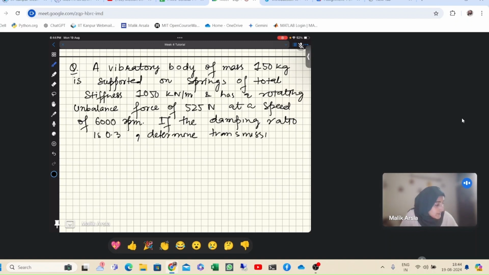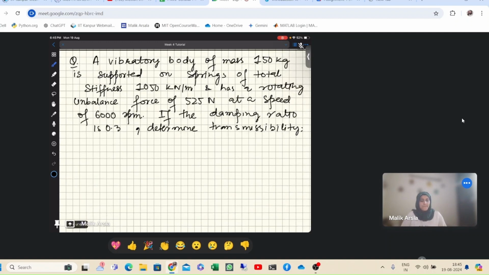Now who will tell me how to approach this question, like how will we solve it? Prashant or Amit, any one of you? You can try to do it on your own end.